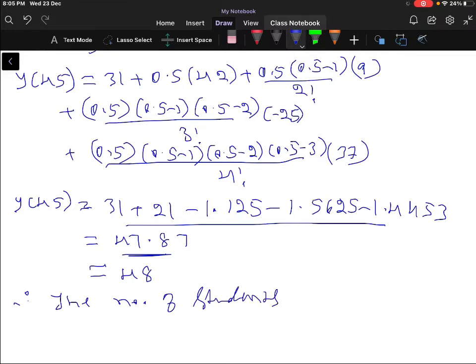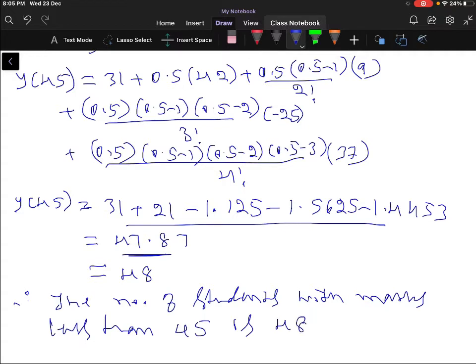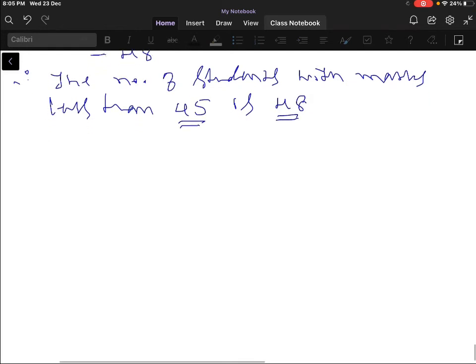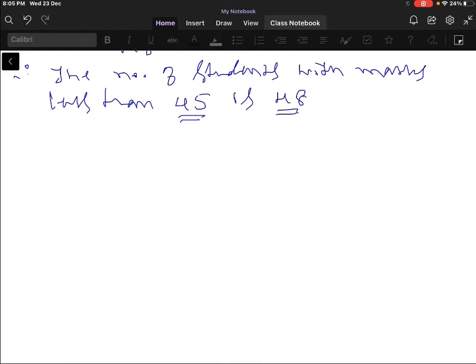So therefore the number of students with marks less than 45 is 48. There are 48 students who scored less than 45 marks.